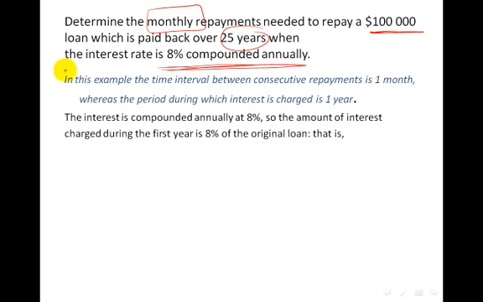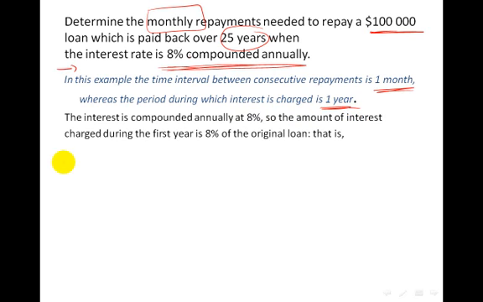So starting from here, we'll have some notes on the solution. In this example, the time interval between consecutive payments is 1 month. So every month you're going to pay something, whereas the period during which the interest is charged is 1 year. So the interest is compounded annually at 8%.